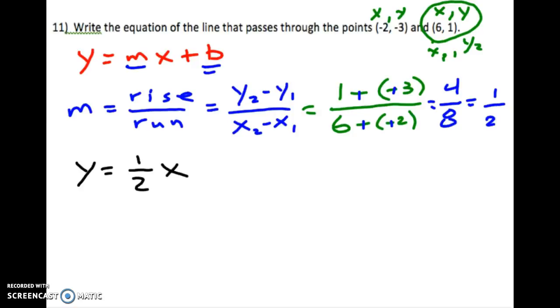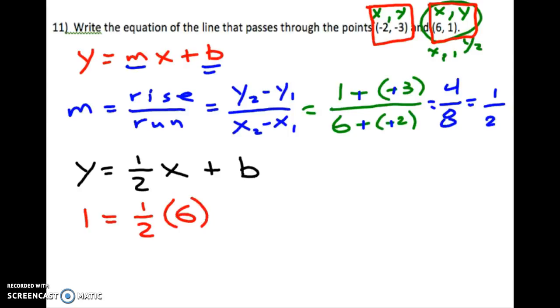Now what we still need to do is find that b. At this point we can pick either point. We can either pick -2, -3, or we can use that 6 and 1. Personally, I prefer working with positive numbers, so I'm going to use the 6 and 1. So let's fill in. Y value will be 1. The x value will be 6. And we will be able to find the b.